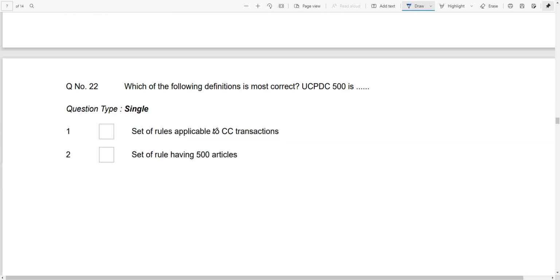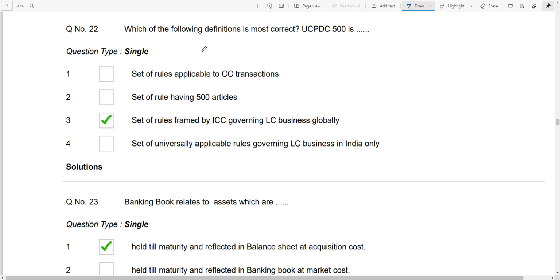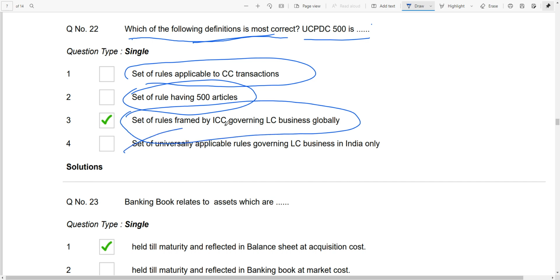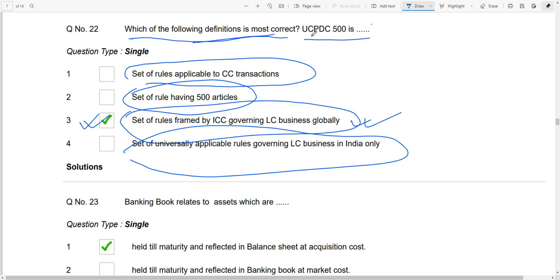Question number 22. Which of the following definitions is most correct under UCPDC 500? It is a set of rules applicable to CC transaction, a set of rules having 500 articles, a set of rules framed by ICC governing LC business globally, or a set of rules governing LC business in India only. So the correct answer is 3, a set of rules framed by ICC governing LC business globally. Earlier they were following UCPDC 500, but now they have issued UCPDC 600.